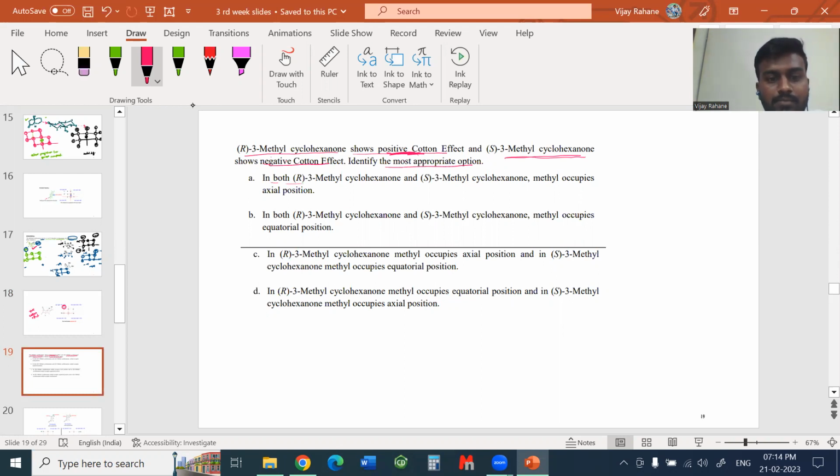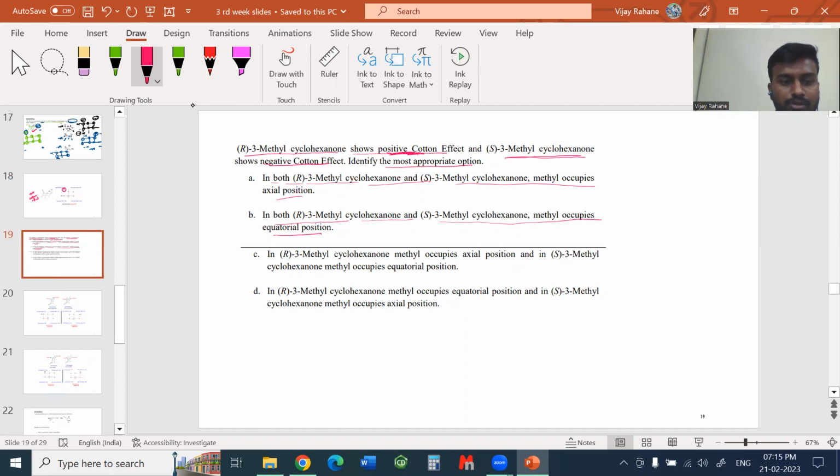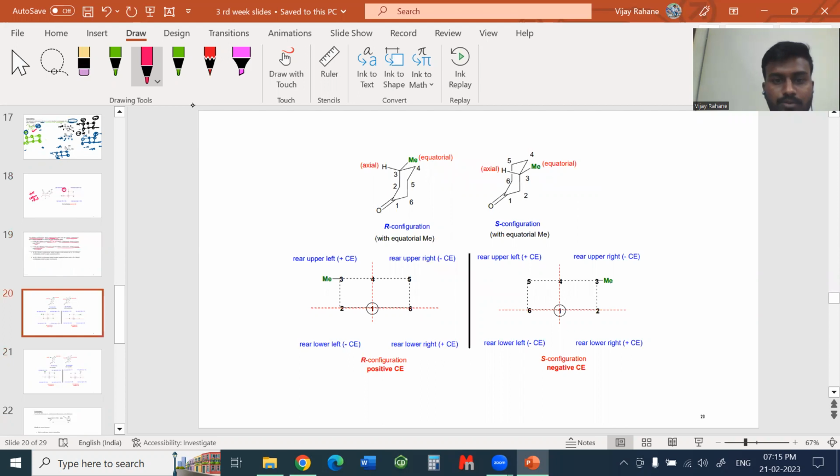So the options given: in both R and S methyl cyclohexanone, methyl occupies axial position. In R3 methyl cyclohexanone and S3 methyl cyclohexanone, methyl occupies equatorial position. In short, we need to draw the projections, and then only we can answer this question. So for this one, we should draw a projection first, right? I have already drawn some projection for this molecule. The compound will be like this, right?